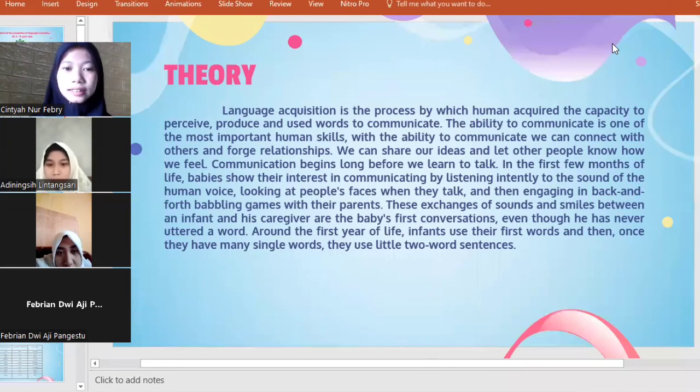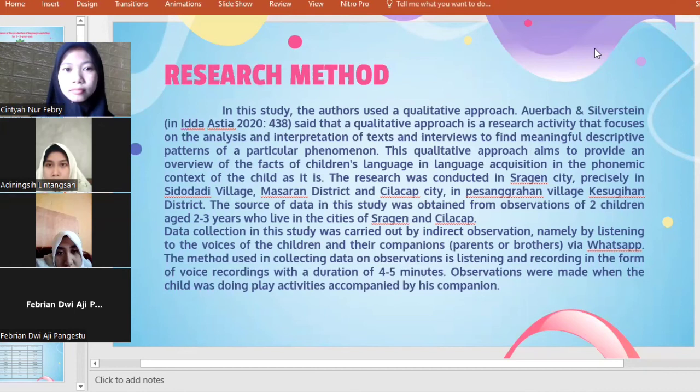Communication begins long before we learn to talk. In the first few months of life, babies show their interest in communicating by listening intently to the sound of the human voice, looking at people's faces when they talk, and engaging in back and forth babbling games with their parents. Okay, next. Next is research methods.